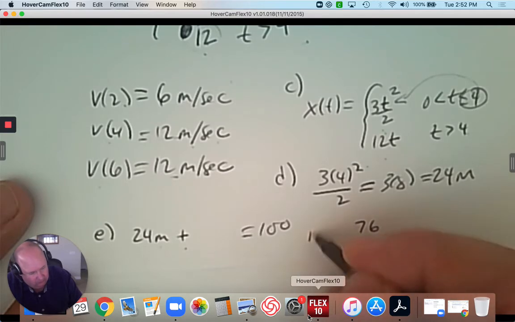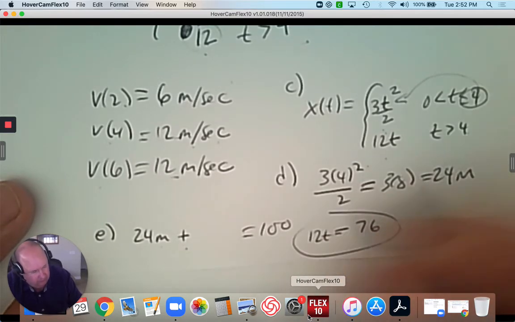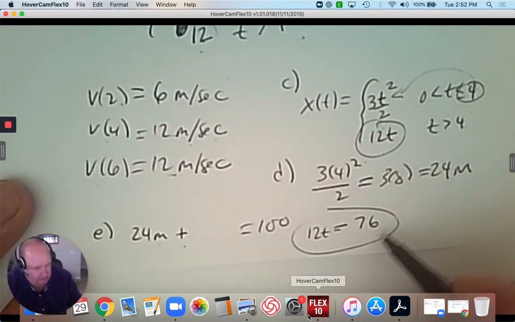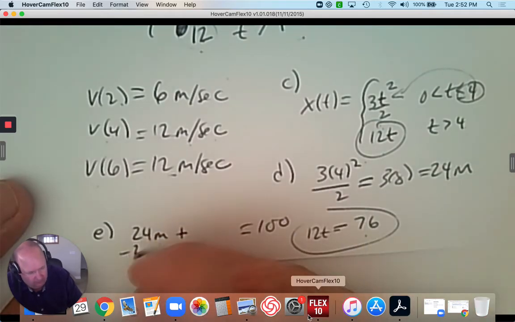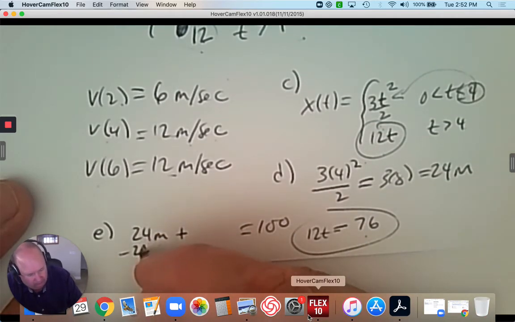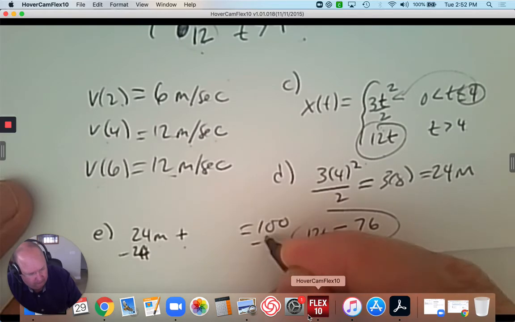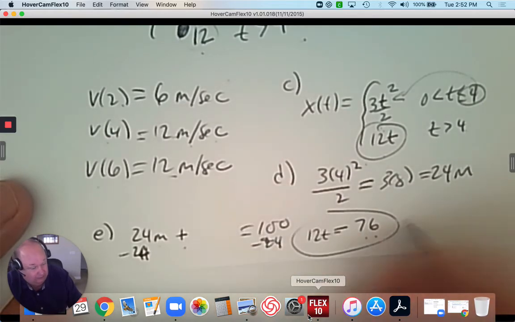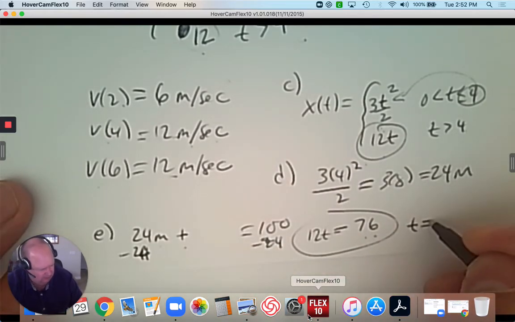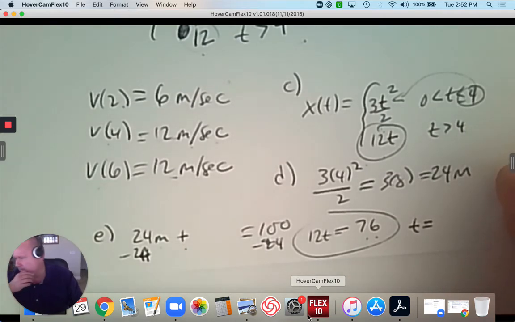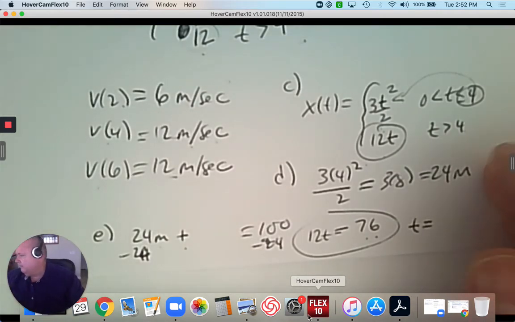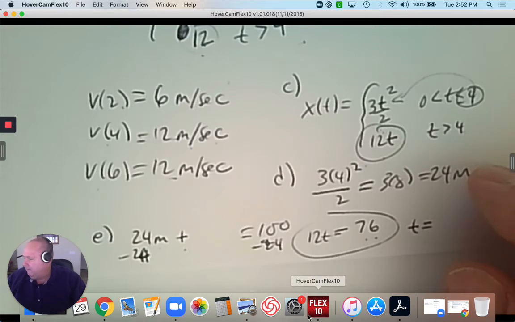And so I got 12t equaling 76. So I'm going to subtract 24 to both sides. I get 76 divide. That does go in evenly, right? Doesn't it? No, it doesn't. 6 something. So how long does it take?